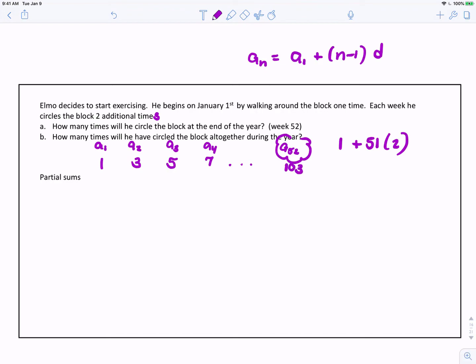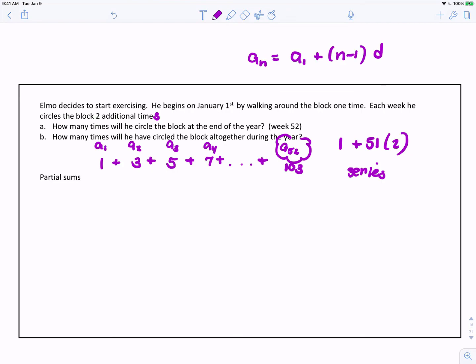But the second question asks something slightly different. How many times will he have circled the block altogether during the year? In that case, we want to take week 1 and add week 2, add week 3, add week 4, and keep on adding until we finally reach the end of the year. And so what would that be equal to? When we take the terms in a sequence and add them together, this is an example of what's called a series. So when you want to add together the terms in a sequence, we form a series. And this is an example of an arithmetic series because we had an arithmetic sequence.